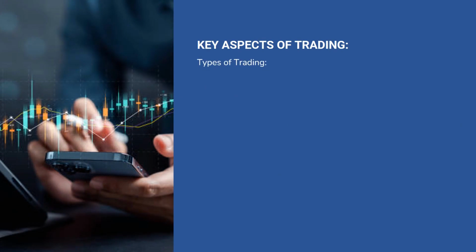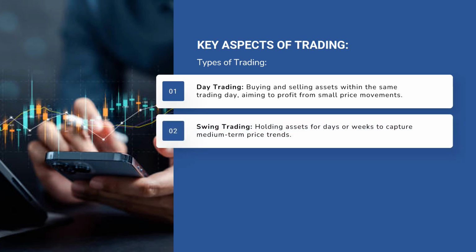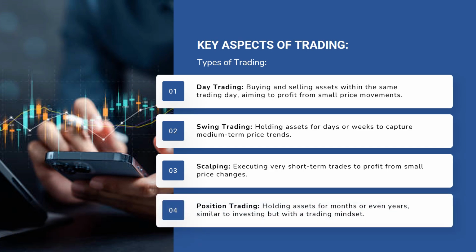Types of trading. One, we have day trading, buying and selling assets within the same day, aiming to profit from small price movements. We also have something called swing trading, holding assets for days or weeks to capture medium-term price trends. We have scalping, executing very short-term trades to profit from small price changes. Position trading, holding assets for months or even years, similar to investing but with a trading mindset.